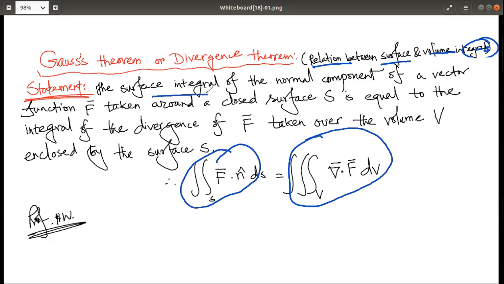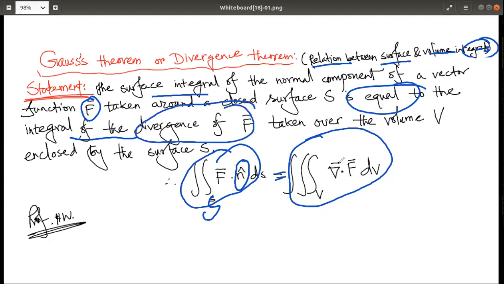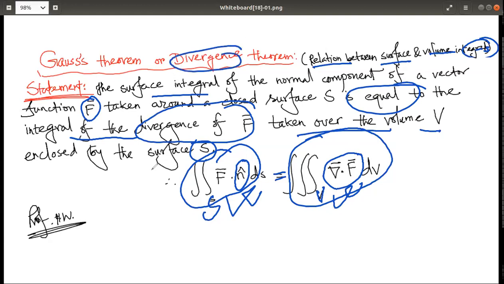The surface integral of the normal component, which means we need the unit vector n, of a vector function F dot n, taken around a closed surface S, is equal to the integral of the divergence of F, nabla dot F, taken over the volume V enclosed by the surface. So if the surface integration and volume integration are equal, then we can say the Gauss theorem or divergence theorem is verified. Otherwise, no.